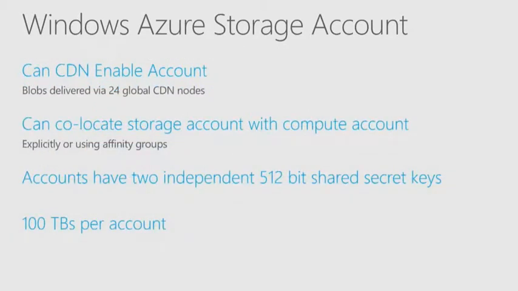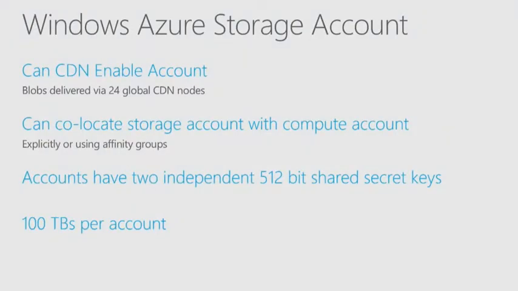So I can go ahead and Content Delivery Network enable that storage. Now the Content Delivery Network currently is being retooled a little bit, so you can't sign up for that, but there are 24 edge nodes that are out there. You can, again, distribute that content. It's very fast, very efficient, and locates that all around the globe. As we talked about, you can co-locate your storage with your compute, so we can use either affinity groups or just by naming the data center.